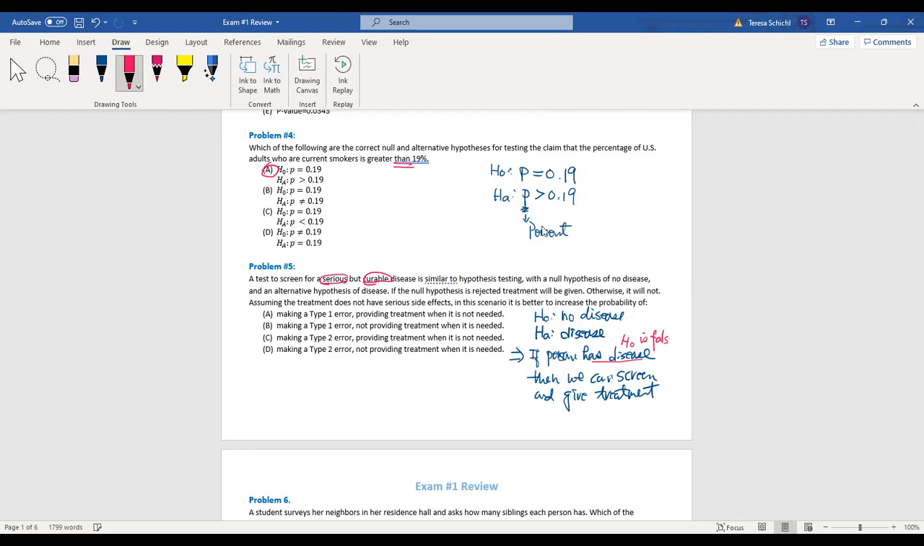Remember we said we always write it down so we know exactly what we are looking for. Then we can screen, and if this person has a disease, we will say they have a disease, because this is a very serious disease and we want to be able to cure it. That means we're going to reject the null hypothesis, right? So H0 is false. If they have the disease, we want to be able to reject it and then give the treatment. So we want this probability to be high, and we try our best to make the power as high as possible.